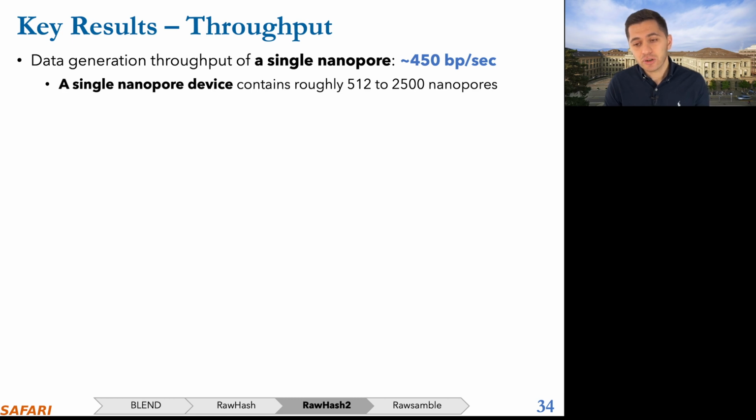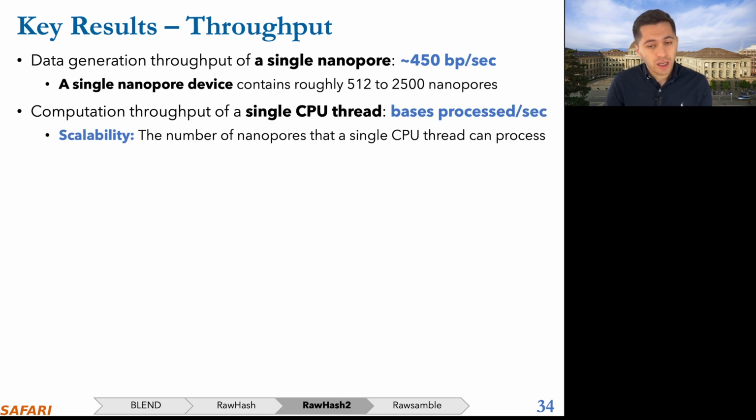A single nanopore generates roughly 4,000 to 5,000 signals per second, corresponding to around 450 bases per second. A single nanopore device contains around 500 to 2,500 of these nanopores. We define computational throughput as the number of bases a tool can process per second per CPU thread. A tool's scalability is based on how many nanopores it can process with a single CPU thread.